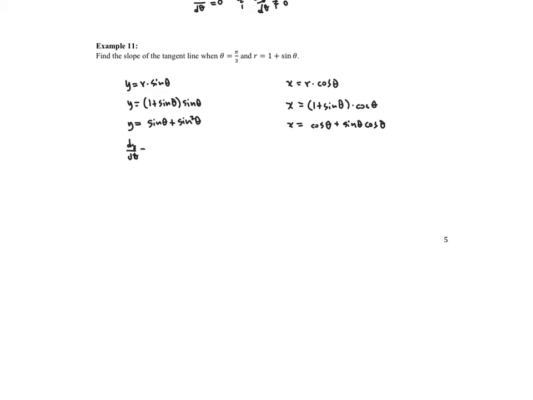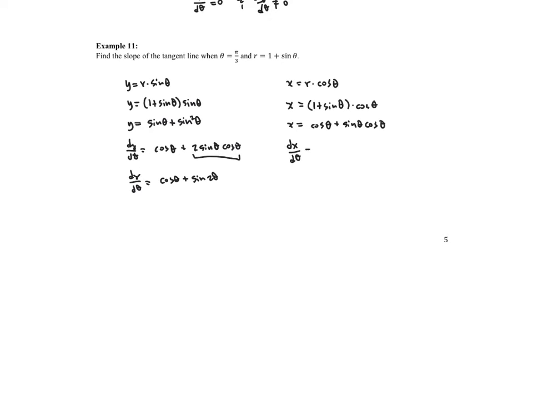dy d theta will equal cosine theta plus 2 sine theta cosine theta. Now, a shortcut is that that's sine 2 theta. So dy d theta is actually equal to cosine theta plus sine 2 theta. That might be helpful in just shortening some calculations in a moment.